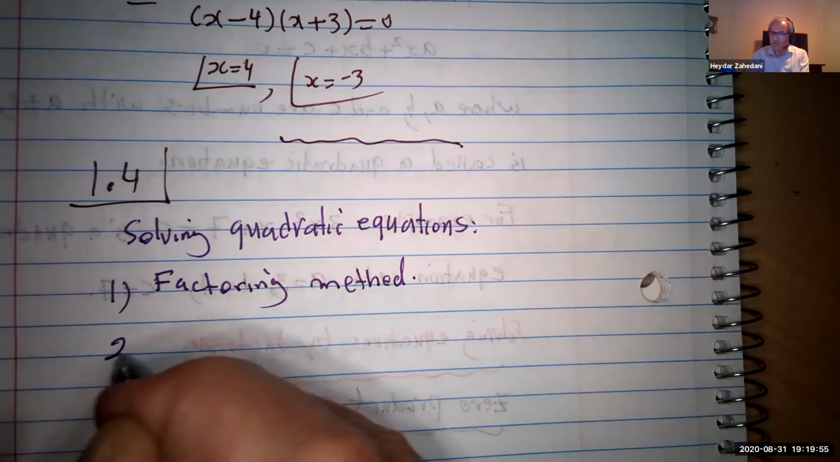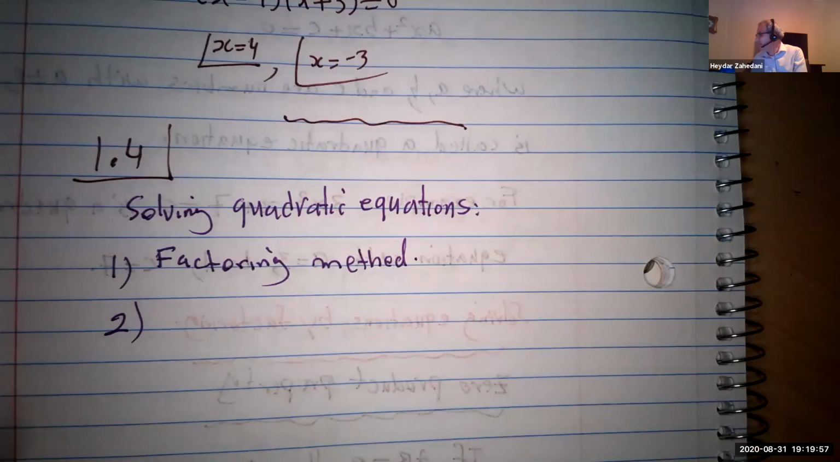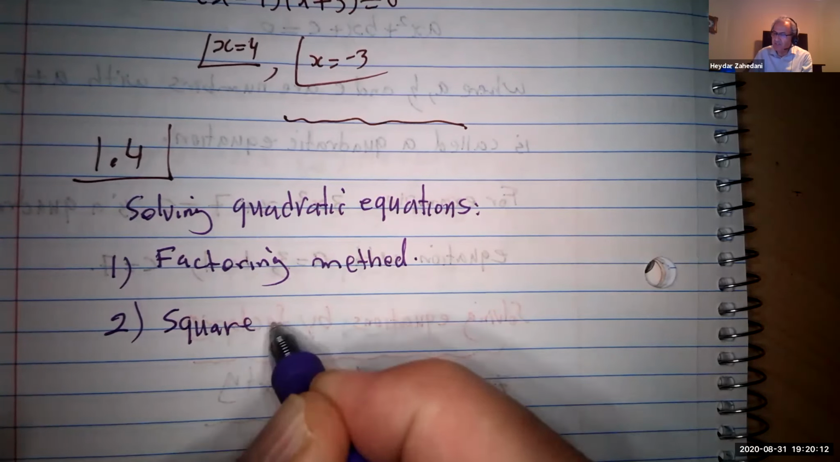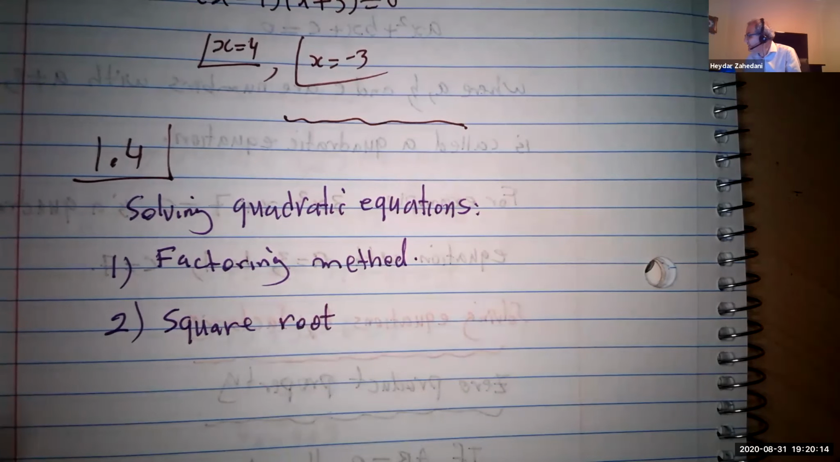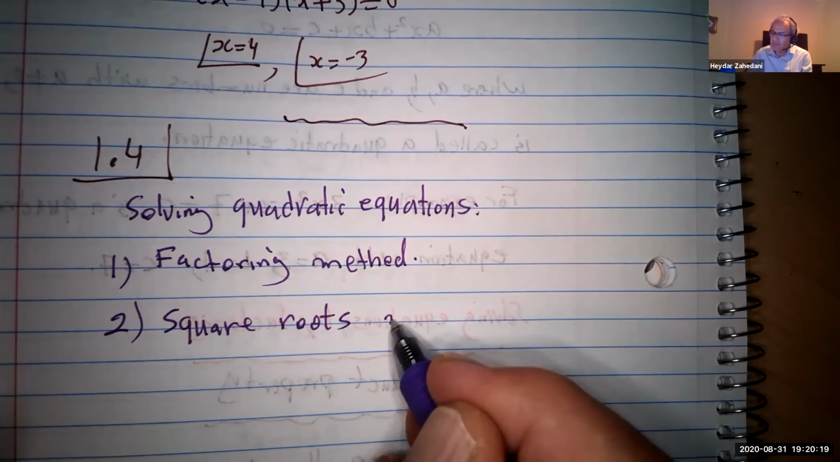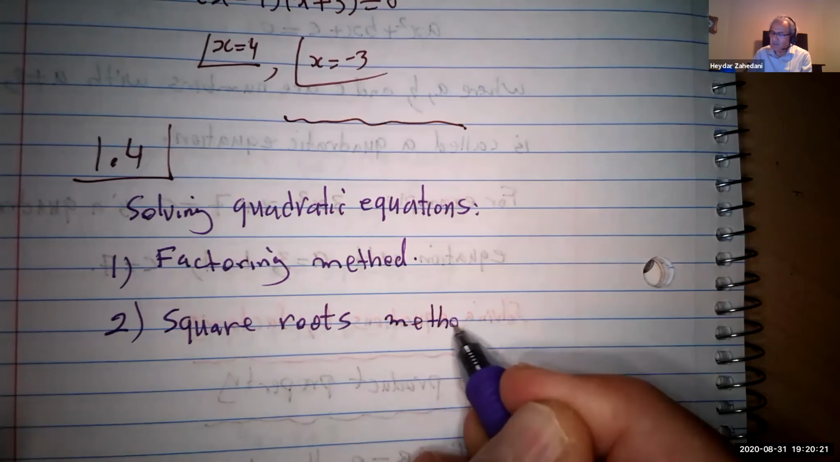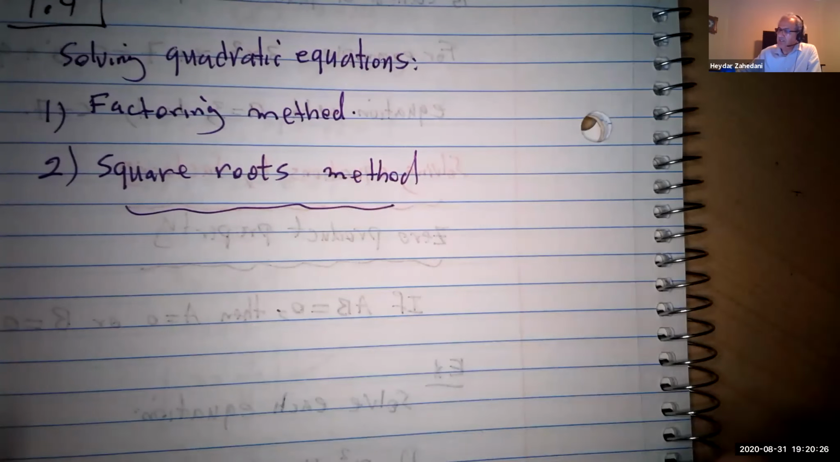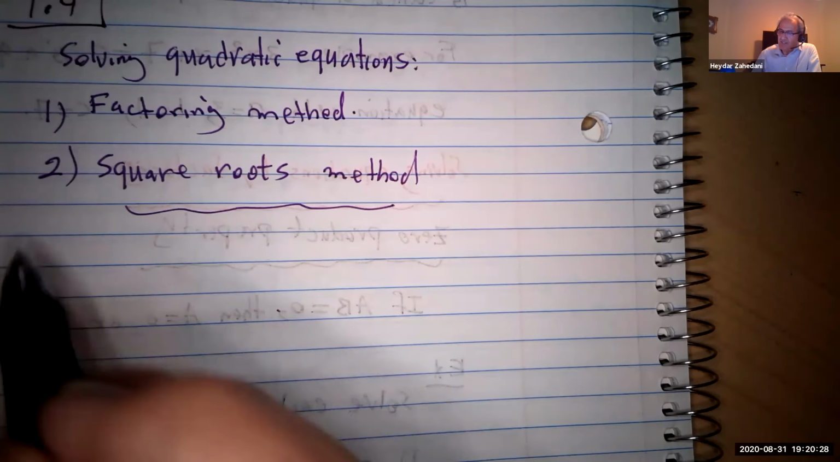Now we're going to take the second method, which we call the taking the square method, or the square root method. That's going to be one, square roots method, or taking the square. So what we are going to do in this case is this.